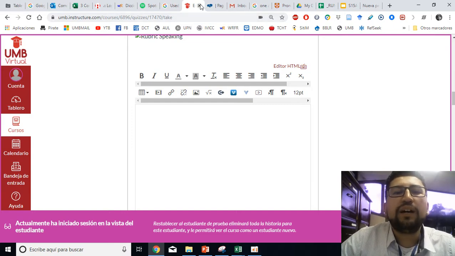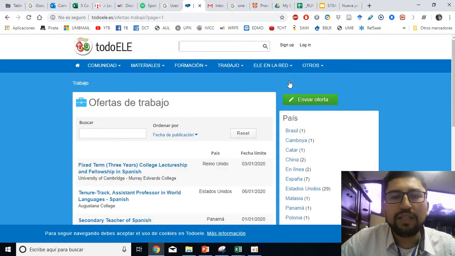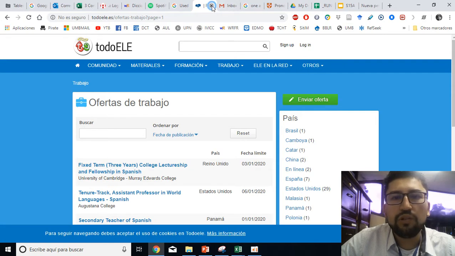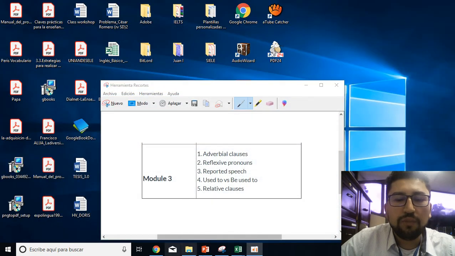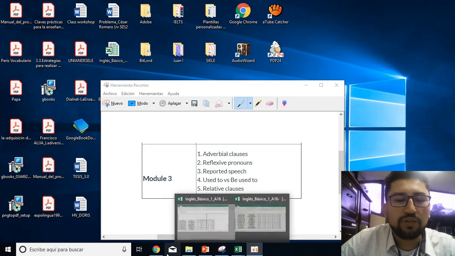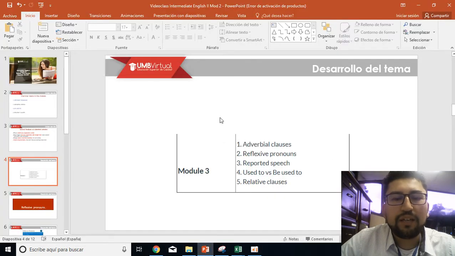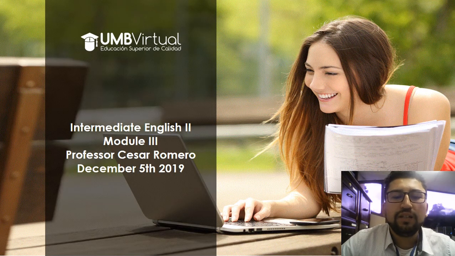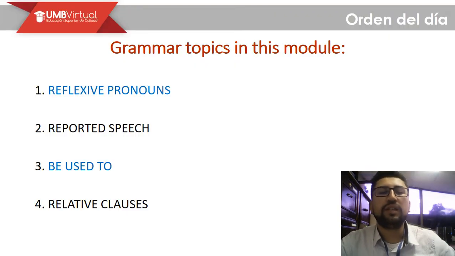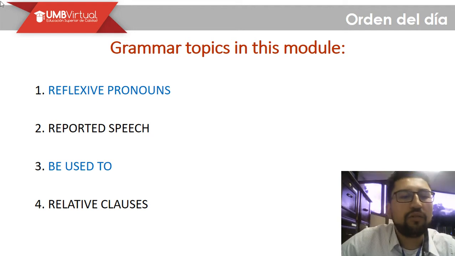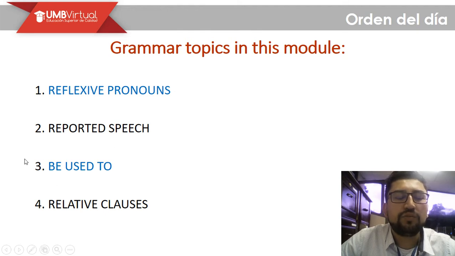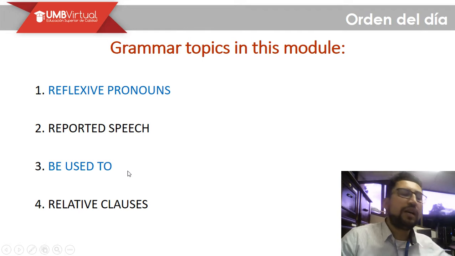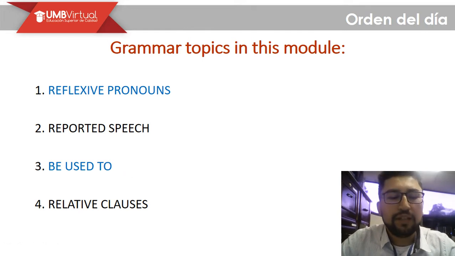Alright, okay guys, so for this presentation I want you to look at some of the most important details, and let's see how it goes here. So this is the third module. We're going to go through reflexive pronouns and be used to. This is an expression that we use to refer to things that were a habit in the past.